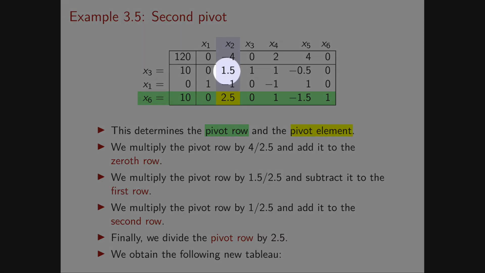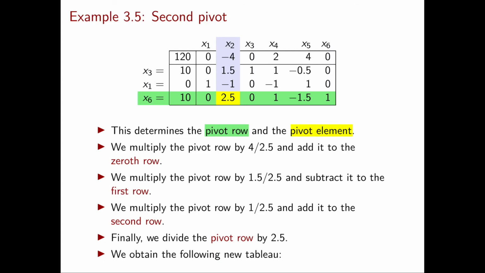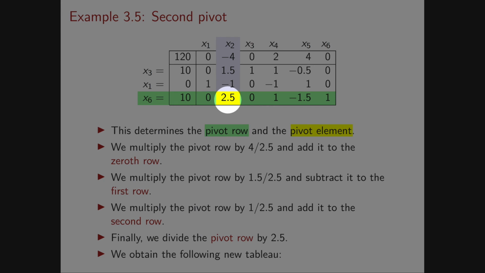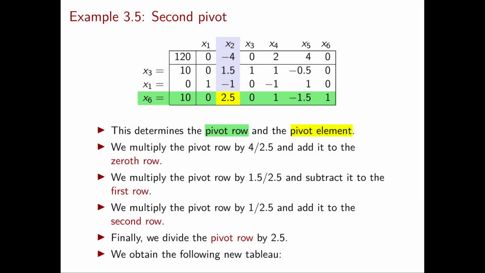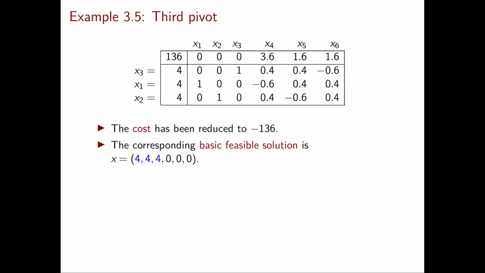To get rid of this 1.5, we multiply the pivot row by 1.5 divided by 2.5 and subtract it from the first row. To transform this minus 1 into a 0, we multiply the pivot row by 1 divided by 2.5 and add it to the second row. And finally, to obtain a 1 in the pivot element, we divide the pivot row by 2.5. Performing all these elementary row operations, we obtain this new tableau.